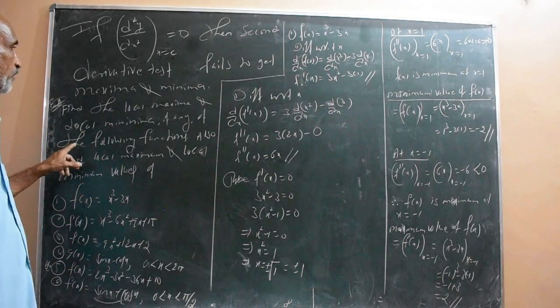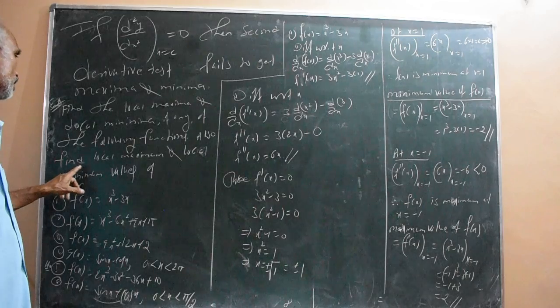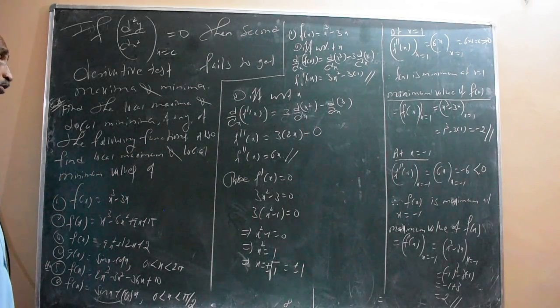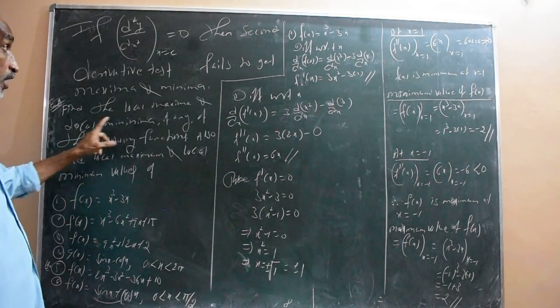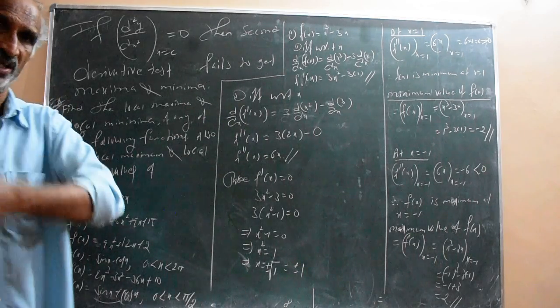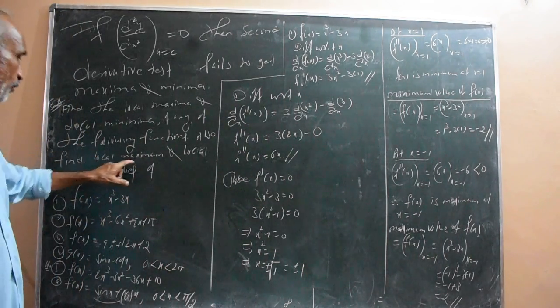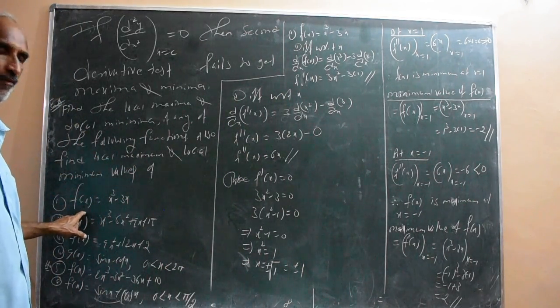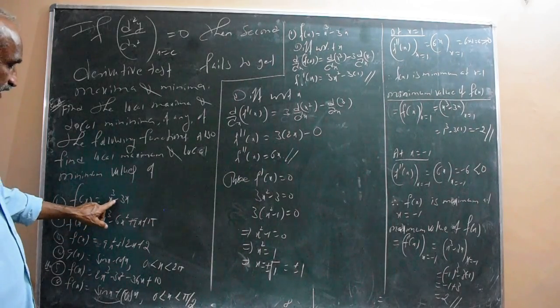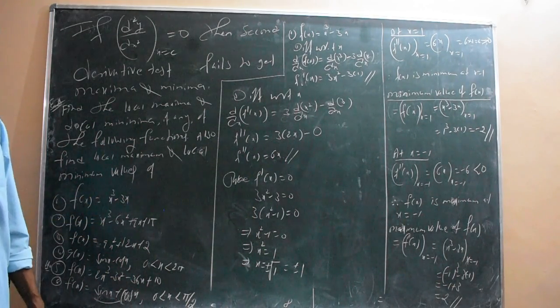Okay. In any of the following functions, also find the local maxima and local minimum values. Local maxima and local minima are the values of x. Maximum values and minimum values are the values of y or f of x. Okay. First one is f of x is x cube minus 3x.